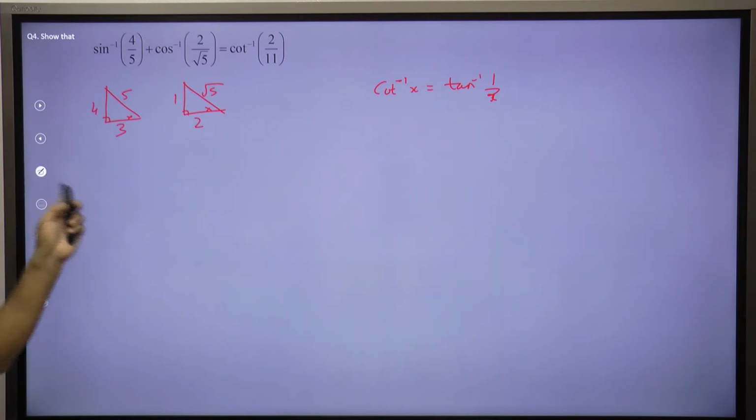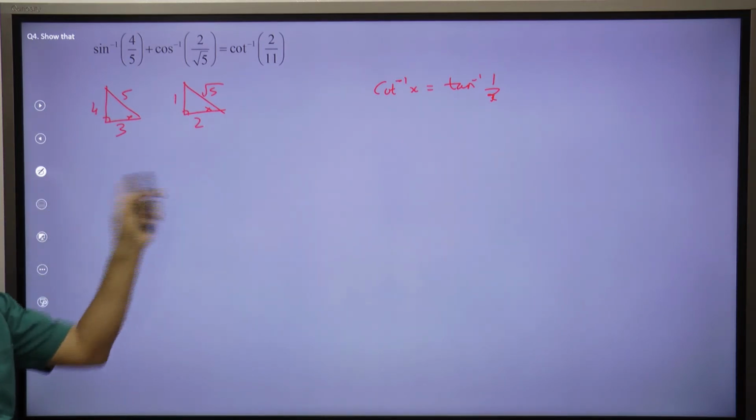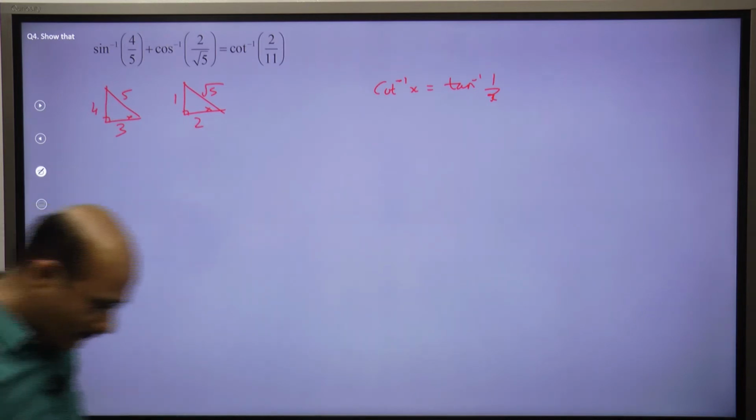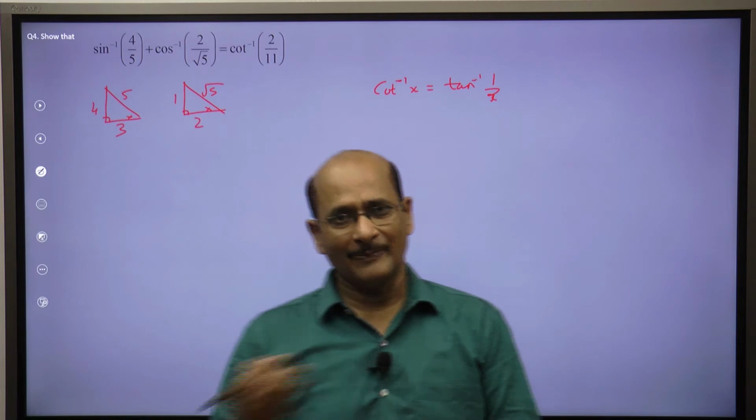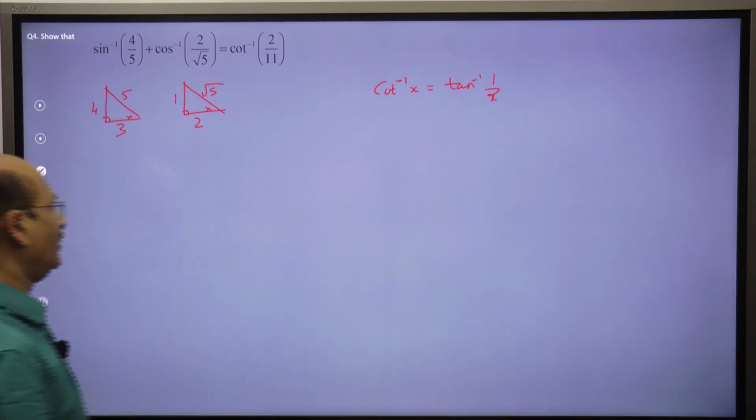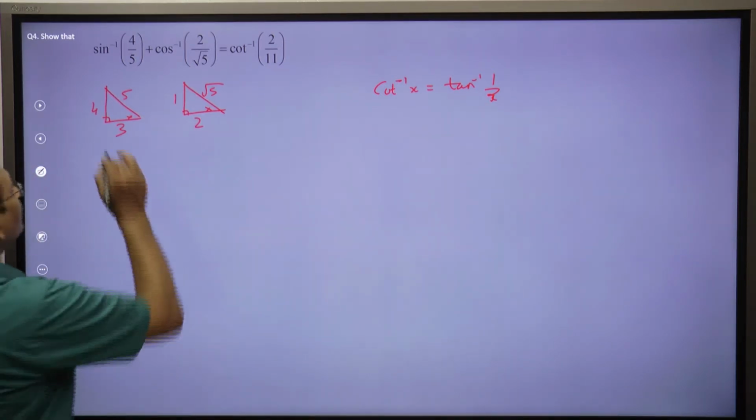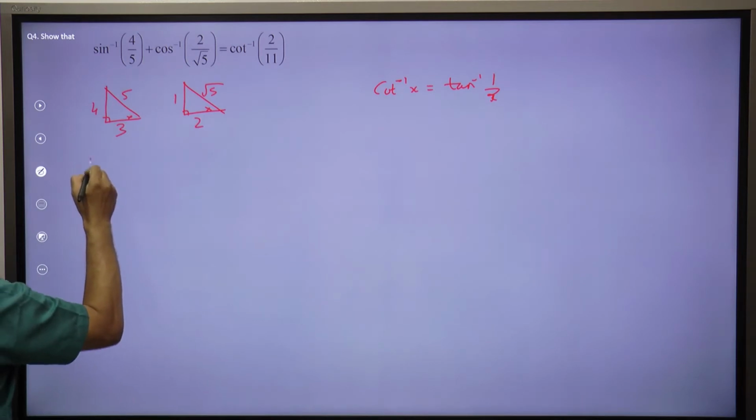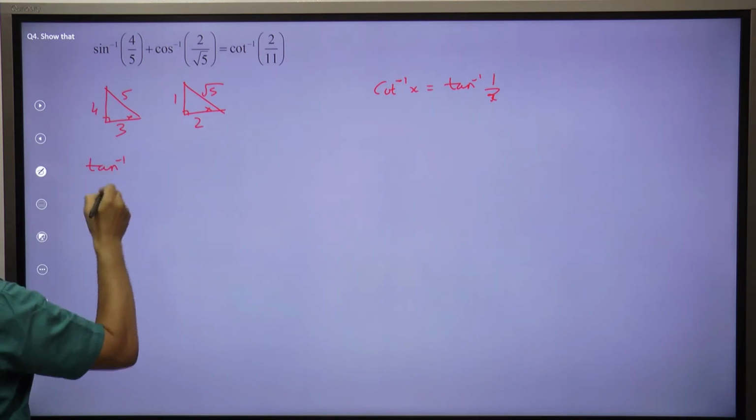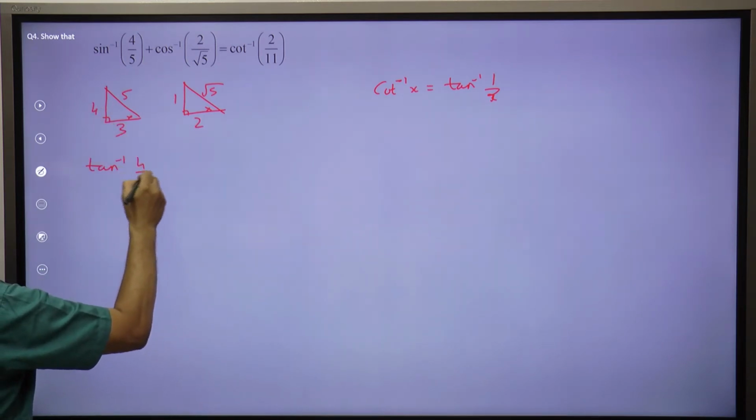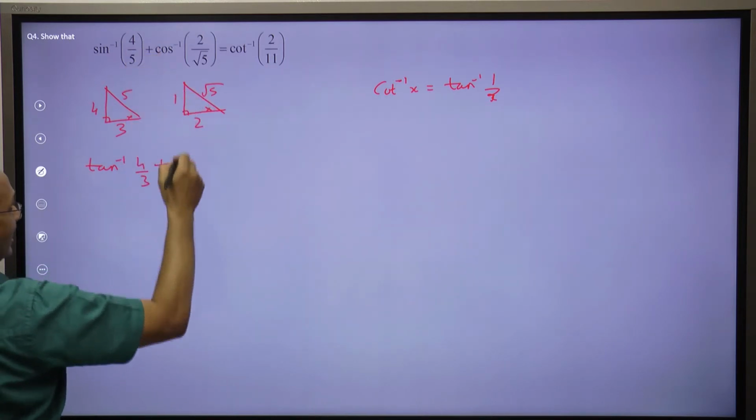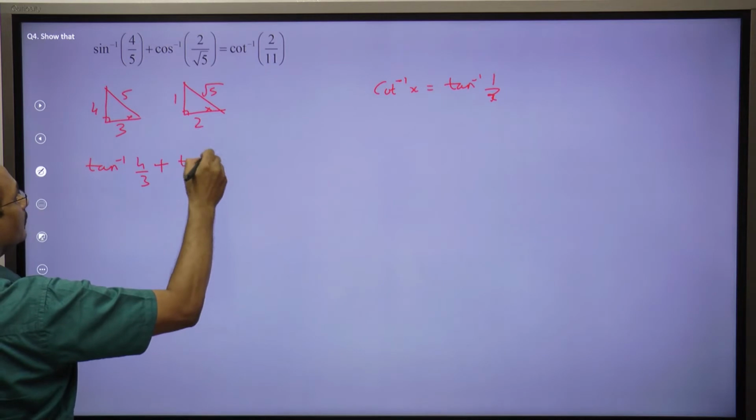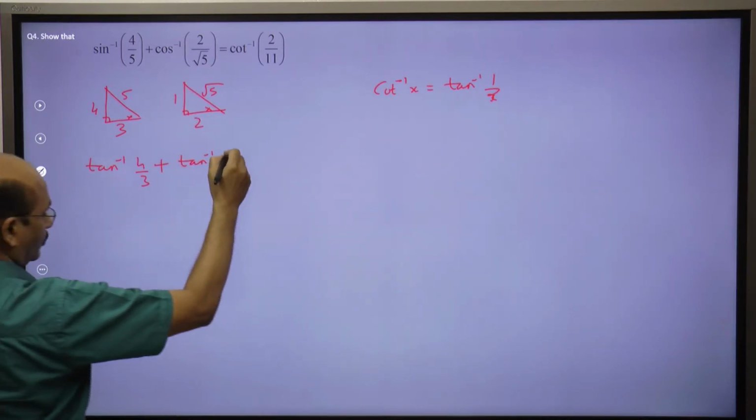So as I said, convert either to sine or cos to cos or tan to tan. But my preference will always be to convert it to tan, because applying the formula of tan is easier than with sine and cos. So let us do this now. This I can write as tan inverse 4 upon 3 plus, I mean to say this plus. Now this is tan inverse 1 upon 2.